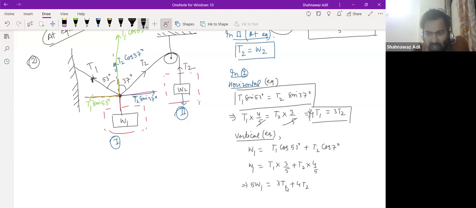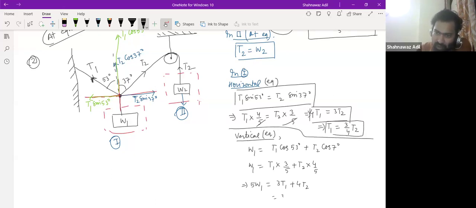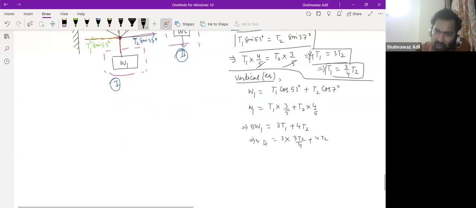So we have to write everything in the form of T2. So how much is T1? T1 is 3 by 4 T2. Right, so if we put this thing in here, so 3 and 3 T2 by 4, and this is 4 T2. So how much would this thing be? 5 W1. So 5 W1 is 9 T2 plus 16 T2, and then this is 4.